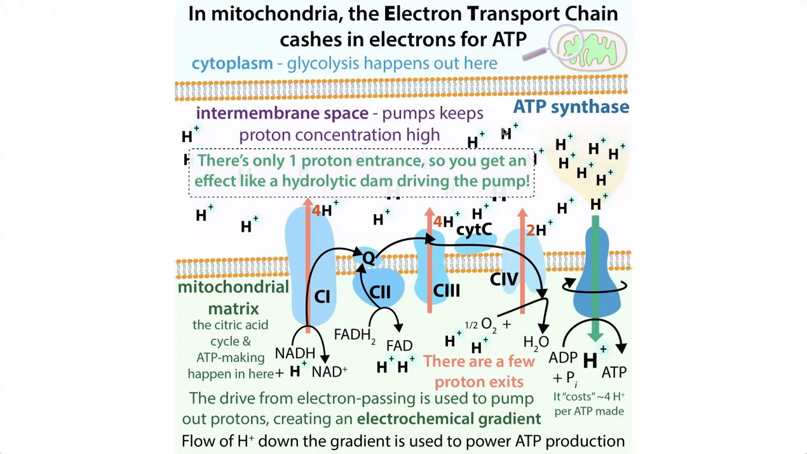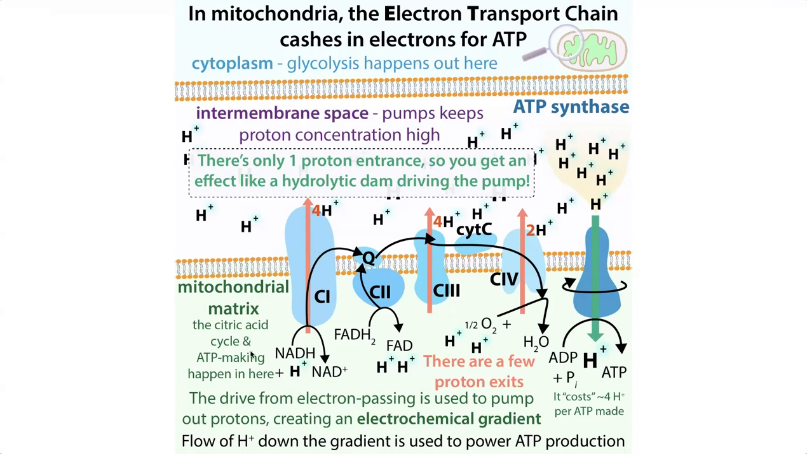this intermembrane space. What's going to happen is each of the little pass-offs goes from something that wants the electrons less to something that wants them more, to something that wants them a little more, and so on, to oxygen. Oh yeah, oxygen really, really wants those electrons. So each of those little pass-offs is going to give you enough energy to pump out protons.